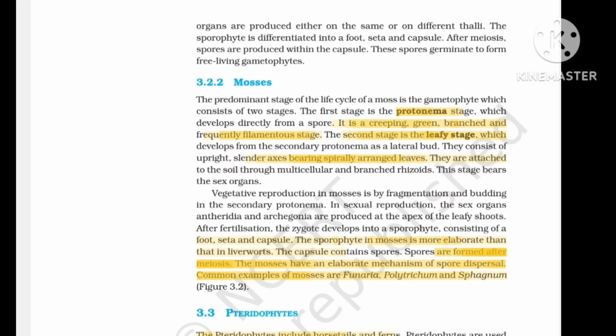Then in sexual reproduction, the sex organs, antheridia and archegonia, are produced at the apex of the leafy shoots, and after fertilization, the zygote develops into a sporophyte consisting of foot, seta and capsule. Then the sporophyte in mosses is more elaborate than in liverworts, and the capsules contain spores. The spores are formed after meiosis. Some common examples are Funaria, Polytrichum and Sphagnum.